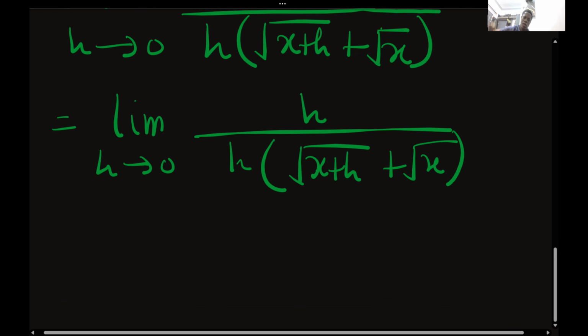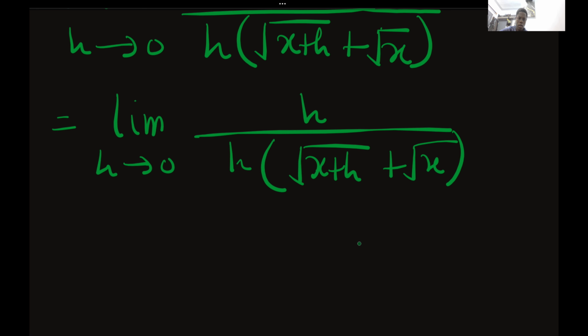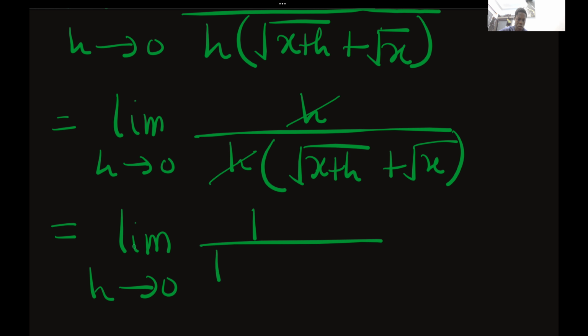All right, so we can now simplify. Since h is common to the two terms here, we can divide this by this. So we are left with 1 as the numerator. So we have the limit as h approaches 0 of 1 over the square root of x plus h plus the square root of x.